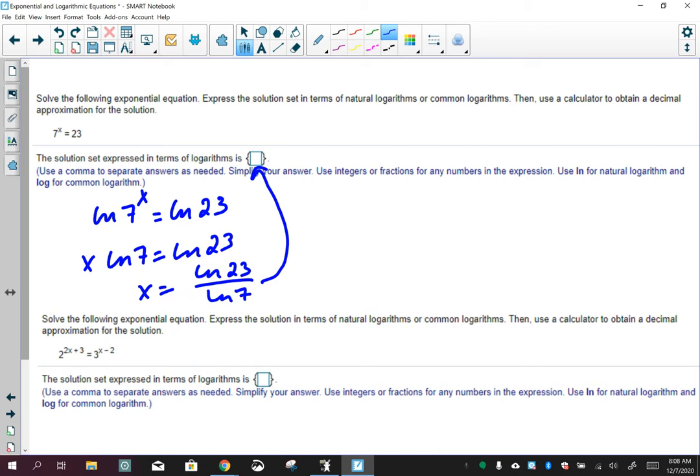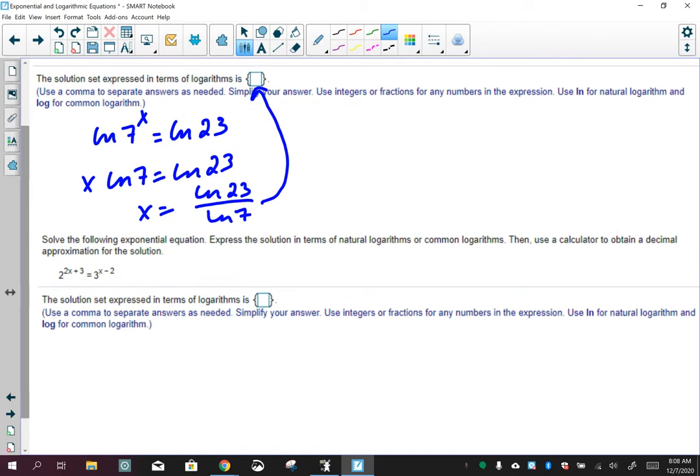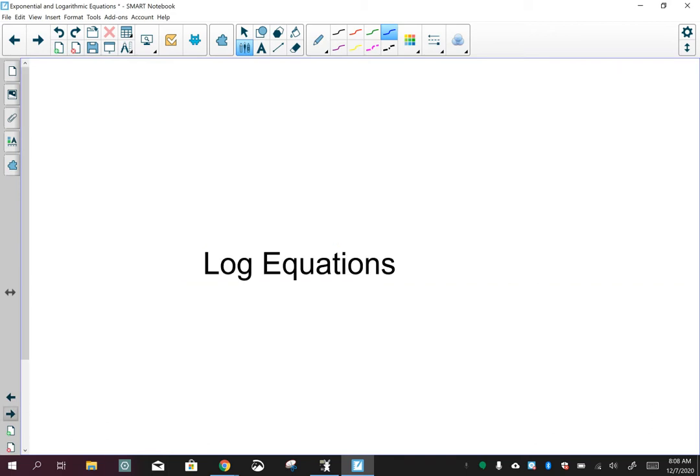So you're going to have to do the same thing down here with this one. When you go through this process, you're going to have to make sure you distribute that natural log all the way out, and that you put your x's on one side and then get your numbers pulled out and everything else and go from there. Okay. All right. So let's move on to log equations.